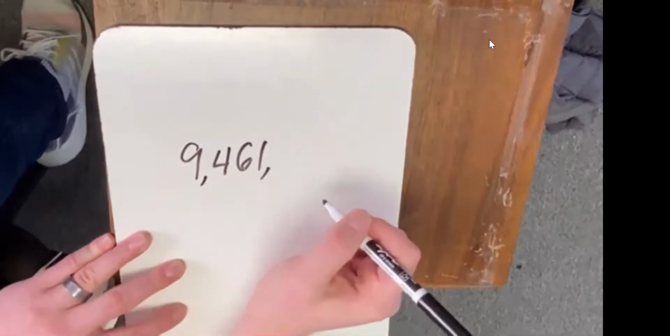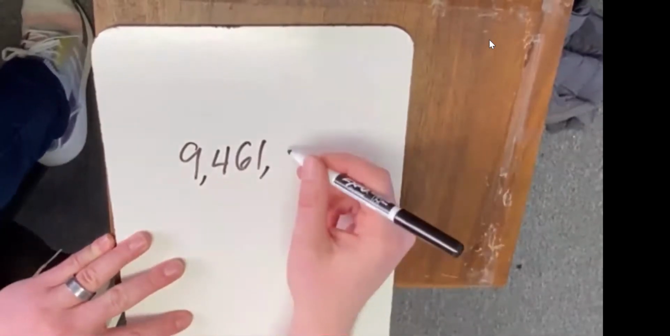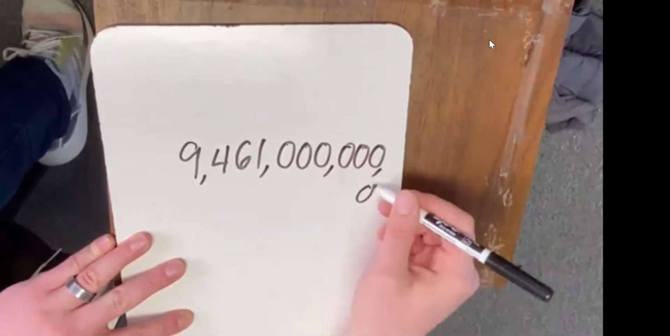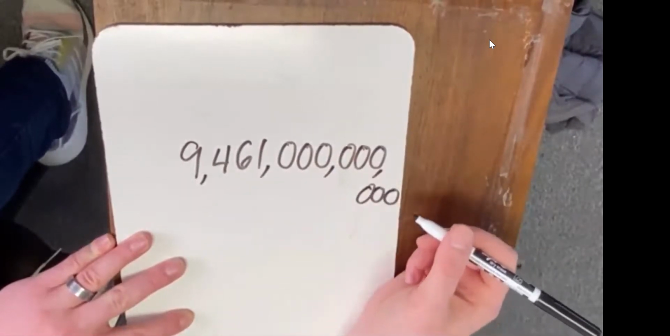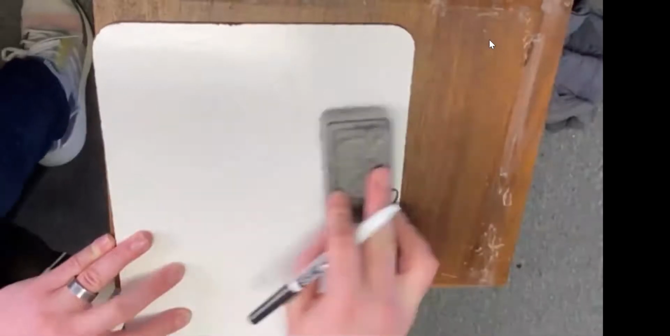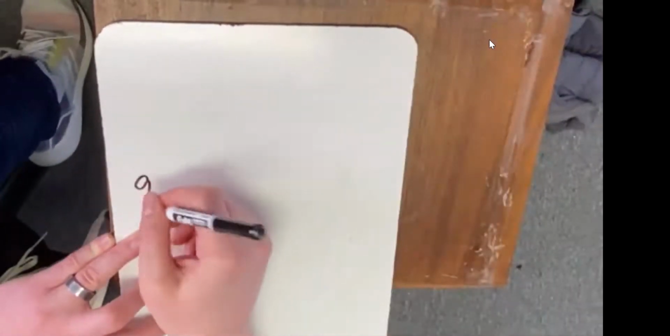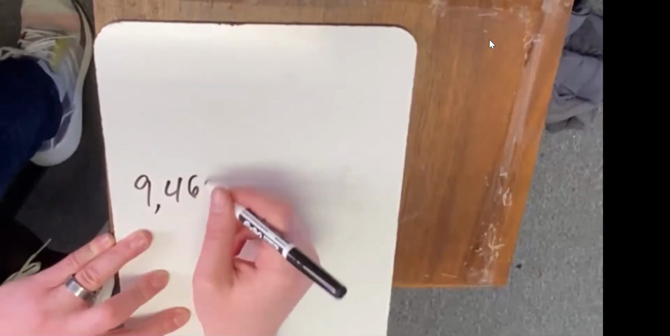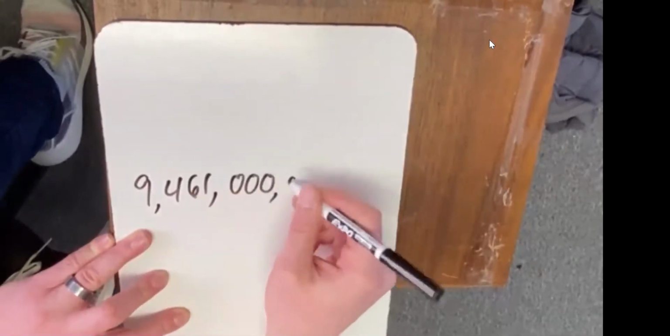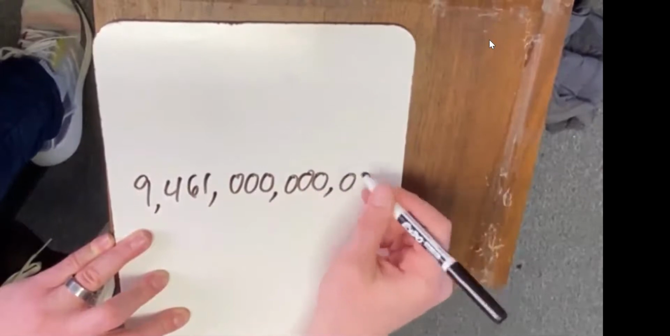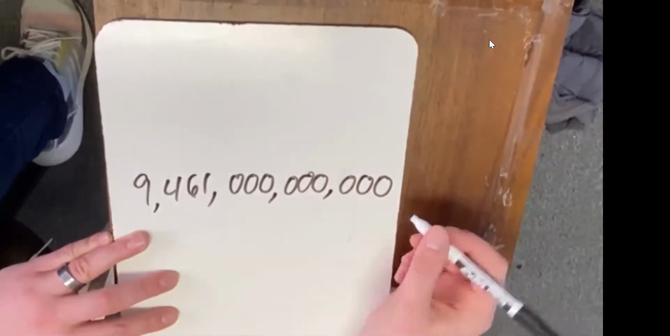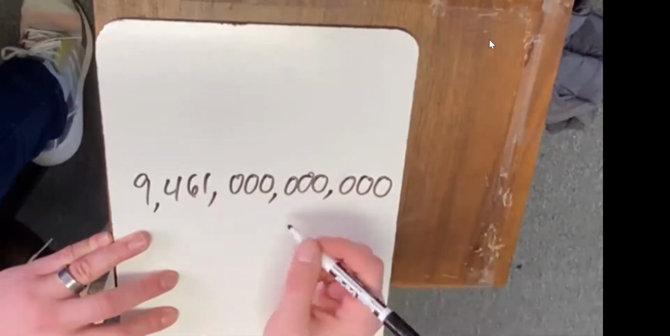Here's how we would write that number just regularly. 9461, how many zeros we got? 9 zeros. 1, 2, 3, 4, 5, 6, 7, 8, 9. Didn't really give myself enough room. I'm going to rewrite that. 9461 and then 9 zeros. All right, that's a big number, right? We don't like writing out all those zeros right there.